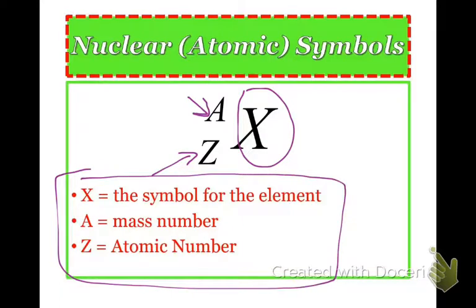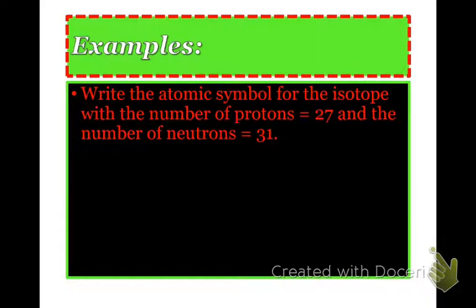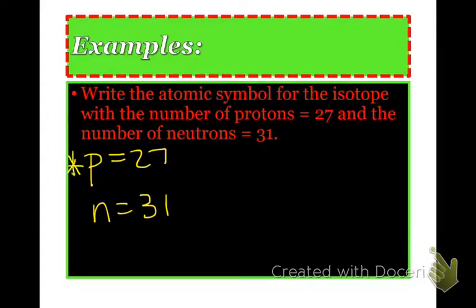All right? So let's go through an example of how to do a nuclear symbol. Write the atomic symbol for the isotope with the number of protons 27 and the number of neutrons 31. Okay, so here you go. They're saying you have protons equals 27 and neutrons equals 31, and they want you to write a nuclear symbol. Already they're telling us protons are 27. So you can look up number 27 on the periodic table, right? 27 is cobalt.